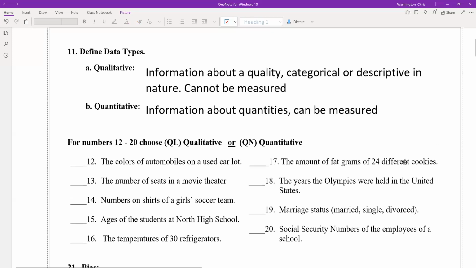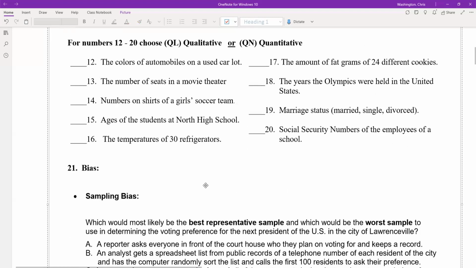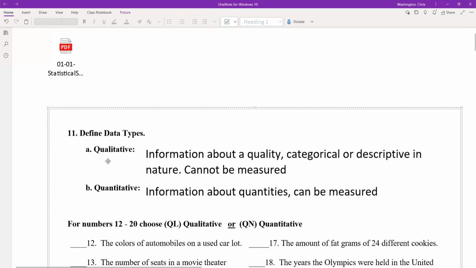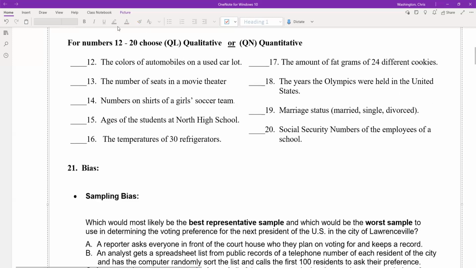All right, so just some examples. Number 12, the colors, and this is all notes kind of like linked together. So if you go back to a previous page, you'll see 1 through 10 maybe. But anyways, number 12, the colors of automobiles on a used car lot. Qualitative or quantitative? That would be qualitative. You can't measure colors. Number 13, the number of seats in a movie theater. Yeah, we can measure that. We can go in the movie theater. We can actually count those things.